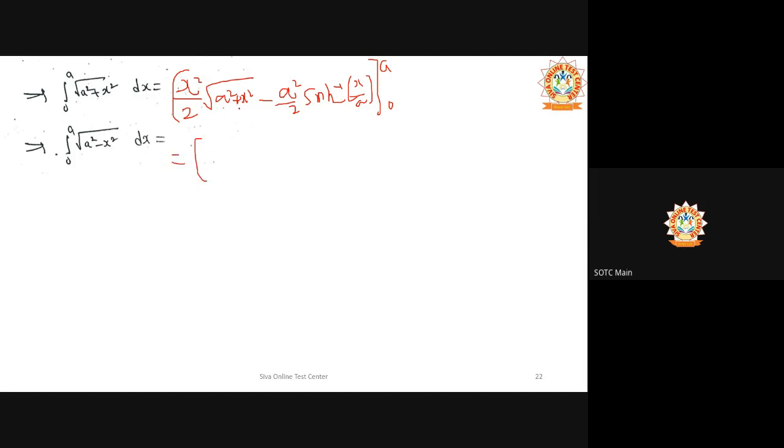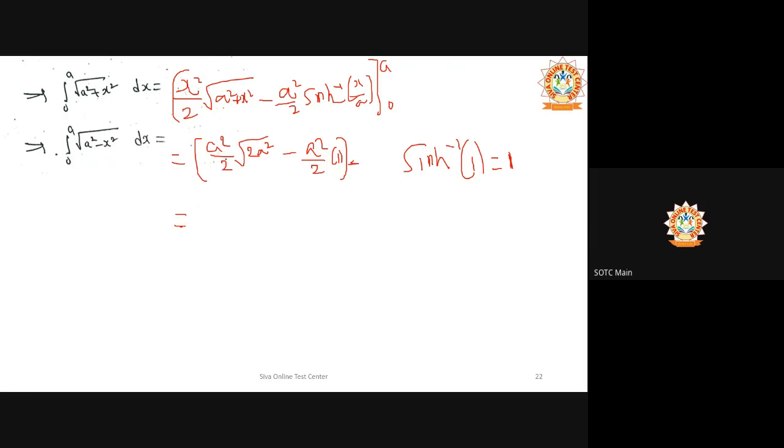So wherever x is there, substitute a. Here a square plus a square, what will come? a square by 2, under root a square plus a square, it is 2a square, minus a square by 2 sinh inverse of a by a. So what is sinh inverse of 1? Sinh inverse of 1, not sin inverse of 1, is 1. So substitute here a square by 2 into 1. So this is your upper limit minus lower limit. Here it will come 0. Sinh inverse of 0 is also 0. Right? So no need to consider this lower limit.